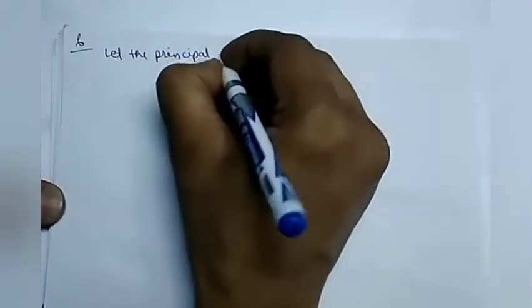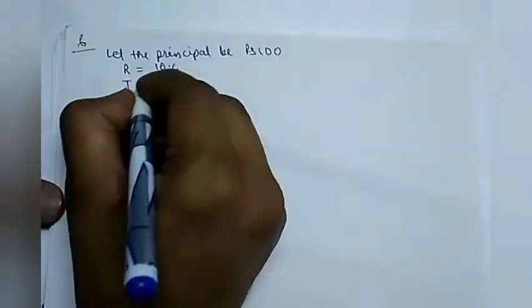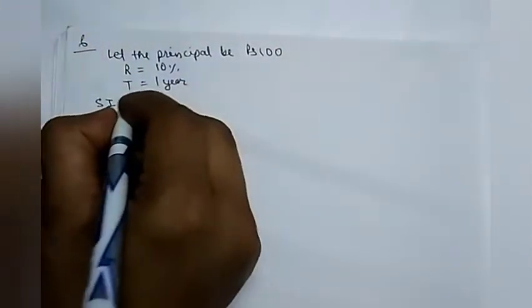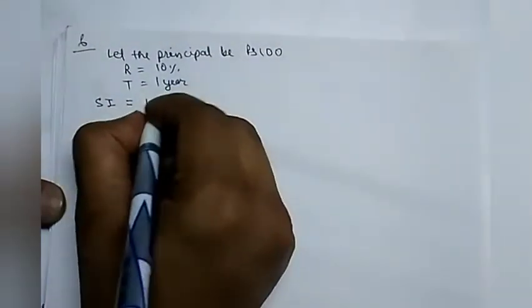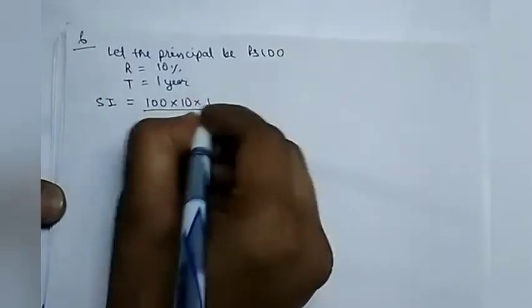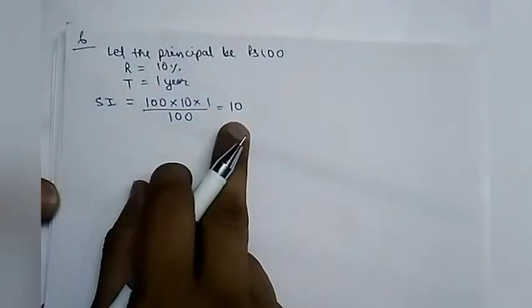So in this type of question, let the principal be rupees 100. You can solve by taking it to be x also, but it is easy to take 100. R is equal to 10% and time is equal to 1 year, compounded half yearly. So first we have to find the simple interest. The simple interest will be 100 into 10 into 1 by 100, that is rupees 10. This is the simple interest for the first year.